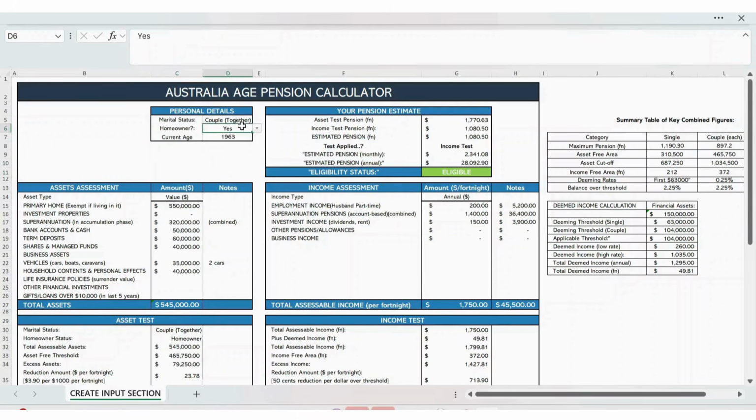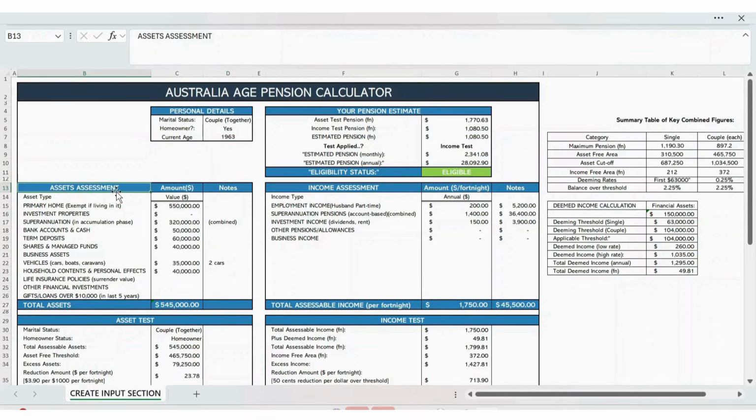Homeowner status, I've selected yes. Whether you own your home significantly affects the asset test thresholds. Homeowners get a lower asset limit because the family home is exempt from the asset test. Current age, I've entered 1963. This is actually your birth year, which the spreadsheet uses to determine age pension eligibility age.